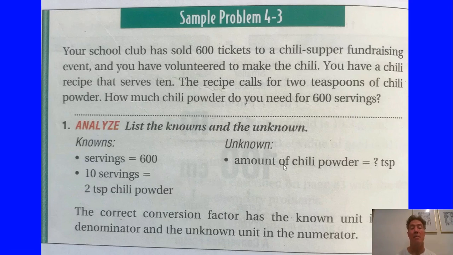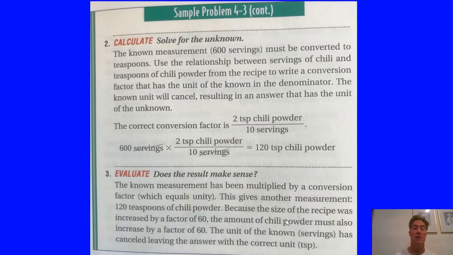What are we trying to find? The amount of chili powder that we need in teaspoons to serve 600 people. Okay, remember the correct conversion factor is going to have our known unit in the denominator, that's the one we're trying to get rid of, and our unknown unit in the numerator. So we're going to set this up like this. Since we're starting with 600 servings, we're going to cancel out servings. So when we make our conversion factor, remember we could go 2 teaspoons over 10 servings or 10 servings over 2 teaspoons. We're going to use the one with servings on the bottom to cancel out the units that we're starting with. And that gives us the units that we want in our answer, 2 teaspoons chili powder.